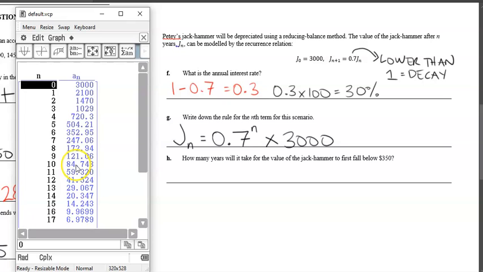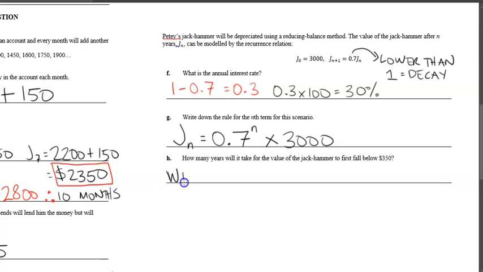And when it hits 350, or when it goes past 350, at the end of the 6th year, it's at $352.95. Once that goes past the 350 value, as it keeps going down, it goes to 247. So on the 7th year, or within the 7th year, the jackhammer will first fall below $350. So within the 7th year.